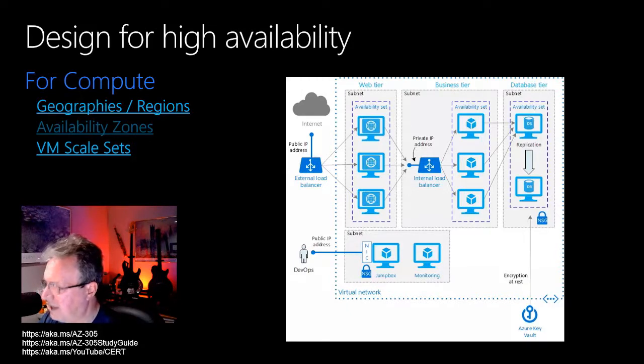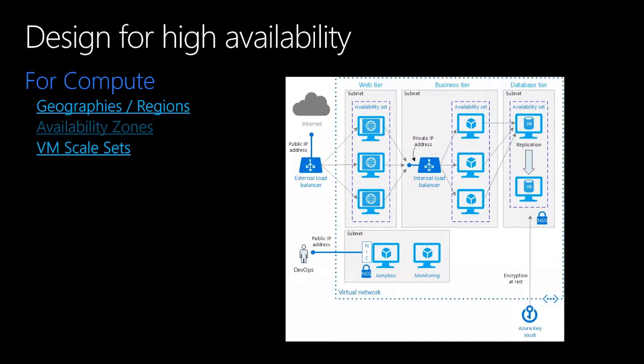Scale sets provide the following key benefits. They're easy to create and manage multiple VMs. They provide high availability and application resiliency by distributing VMs across availability zones or fault domains. It allows your application to automatically scale the resources as demands change. And you can work at large scale.